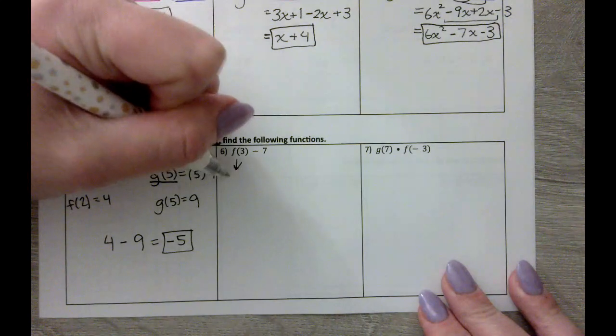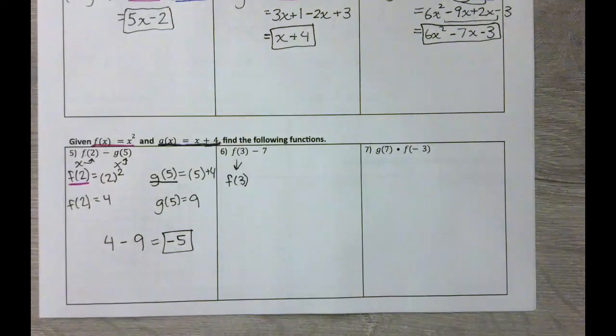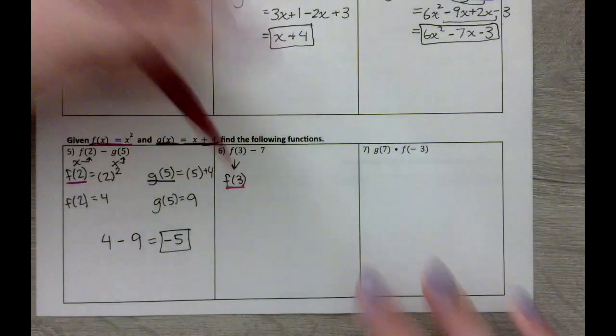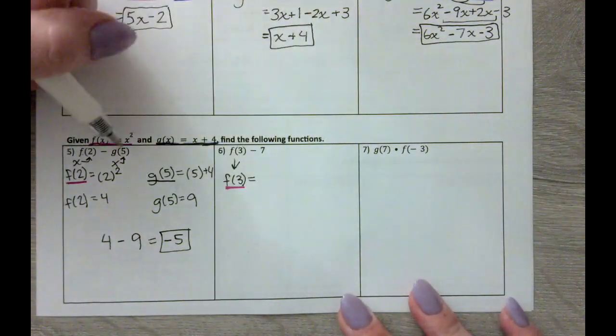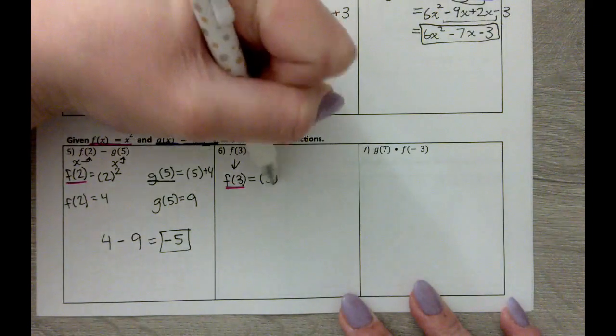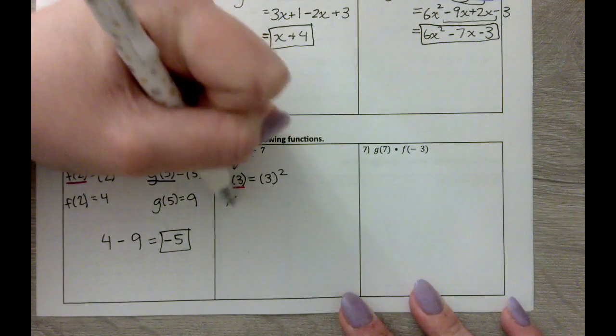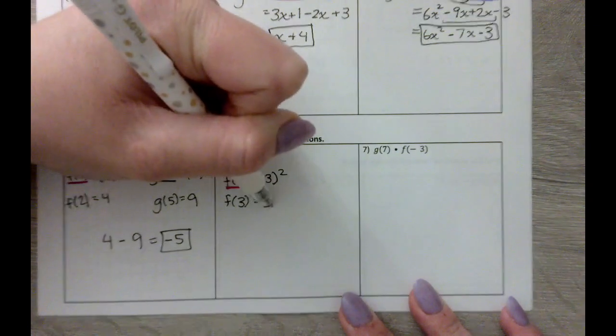So, f of 3, again, we are using the pink function here. Make sure you put it in the correct one. So 3 is going to go in for x. We have 3 squared. f of 3 equals 9.